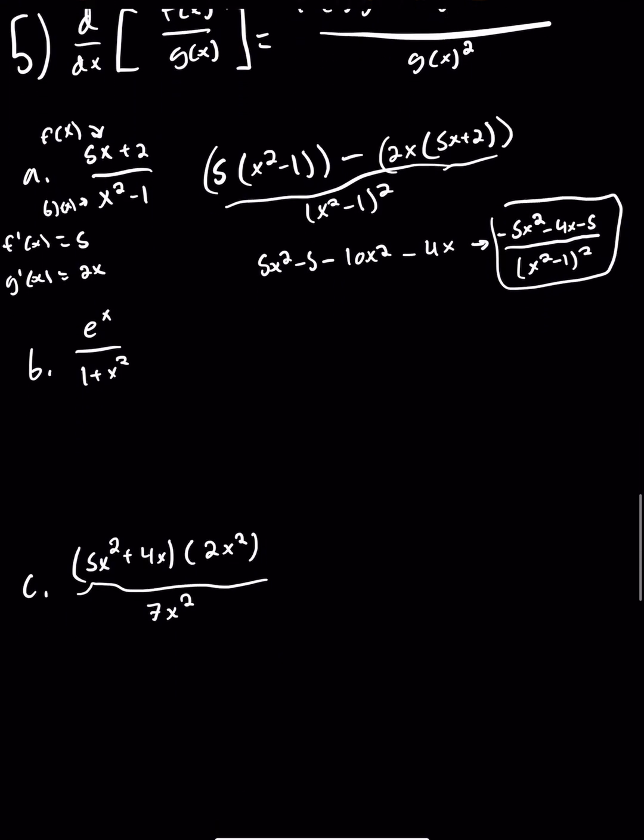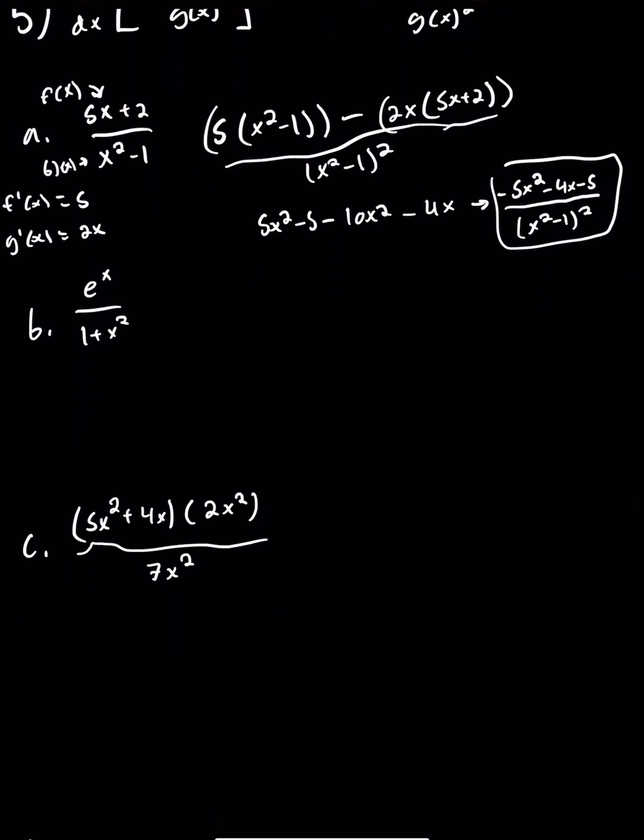Okay, now let's look at a second one, e to the x. Well, this will be our f of x. This will be our g of x. So we know f prime of x is just going to be e to the x, and g prime of x is just going to equal 2x.